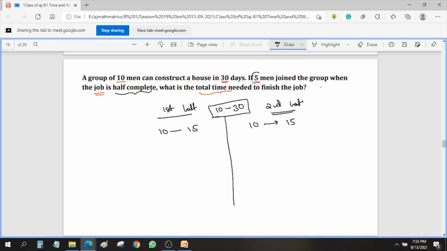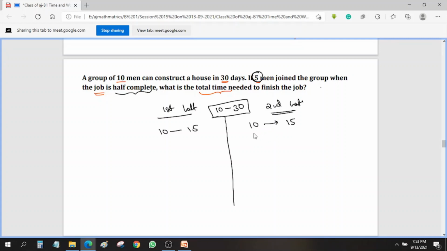But what's happening here is that 5 men joined when the job was half complete, which means instead of 10 men, here we have 15 men. Now how many days will it take? Obviously it will not be 15 days, because 10 men take 15 days. For 15 men, how many days? We are talking about the second half.